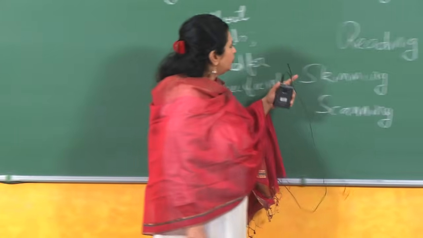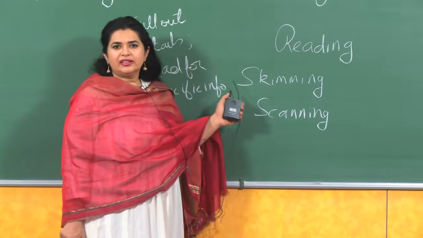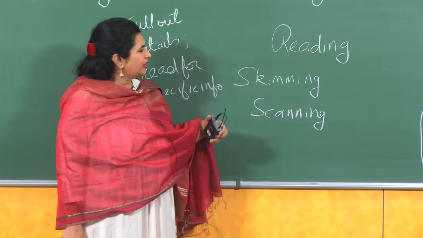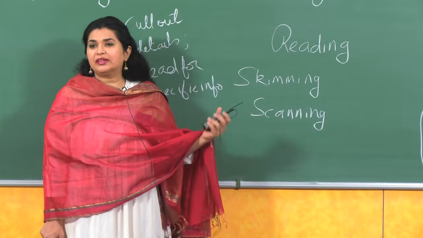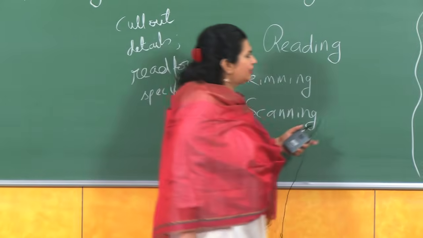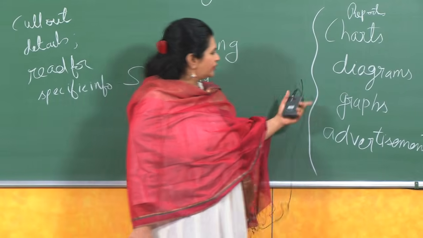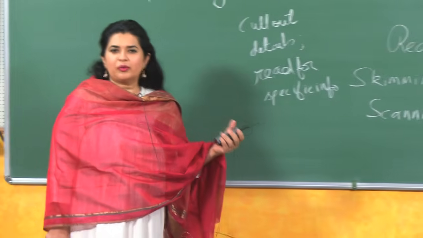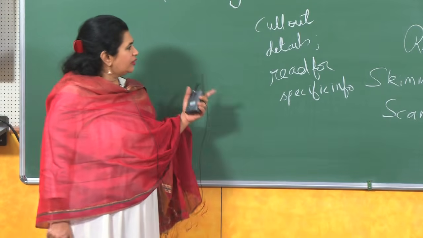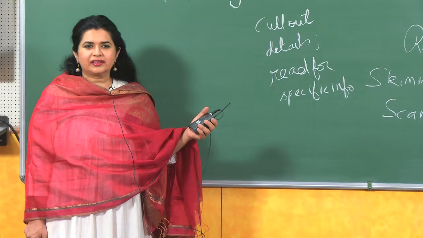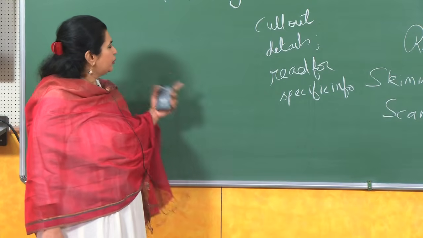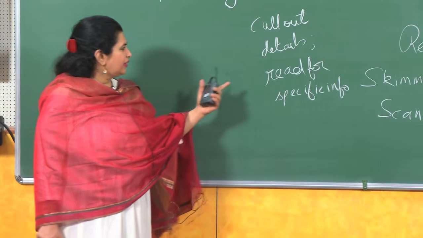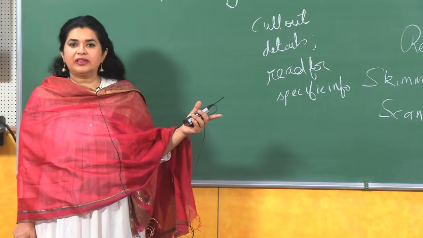In today's class, we are going to do reading. As you know, reading has two predominant components, subsets, skimming and scanning. What do we read? We read books, we read chapters, we read journal articles. We also read reports, charts, diagrams, graphs, advertisements and try to understand and analyze what are these. So, we are going to look at how reading operates, particularly in the domain of business English communication, how to cull out particular details, read for specific information, etc.